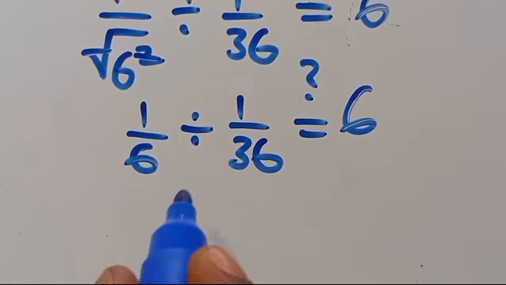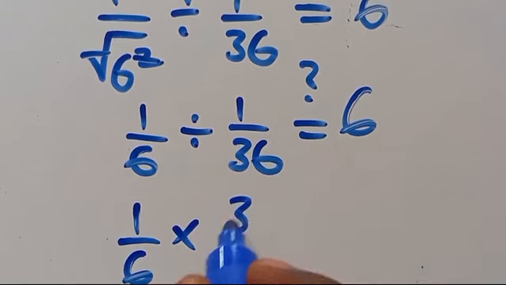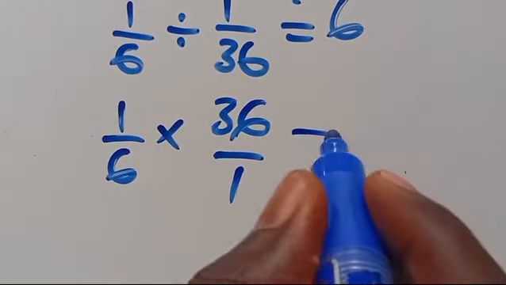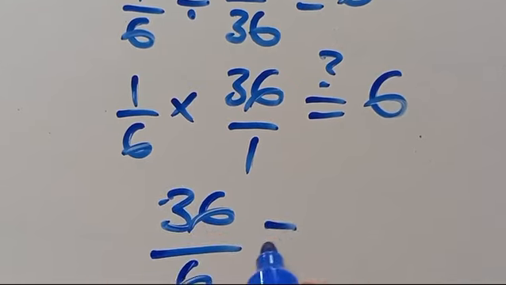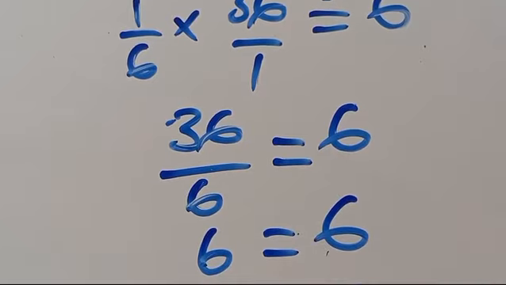So from here, we have 1 over 6 times the reciprocal, which changes to 36 over 1. Then 36 times 1 will give us 36 over 6, which equals 6. 36 over 6 is 6, so 6 equals 6. Therefore, this is correct.